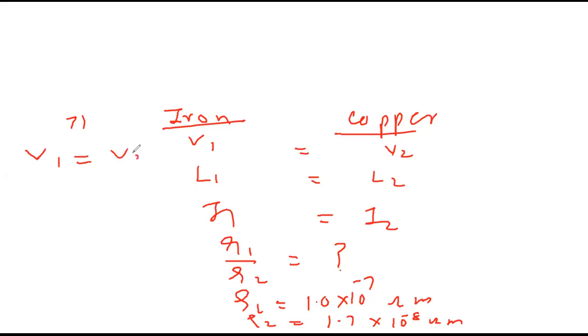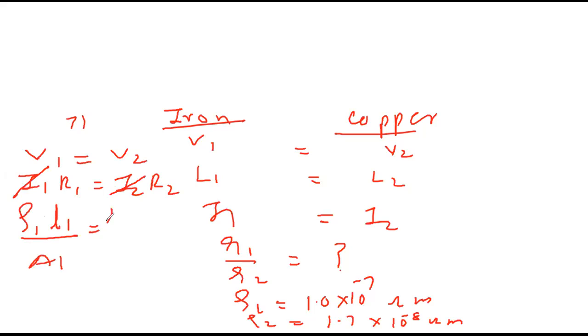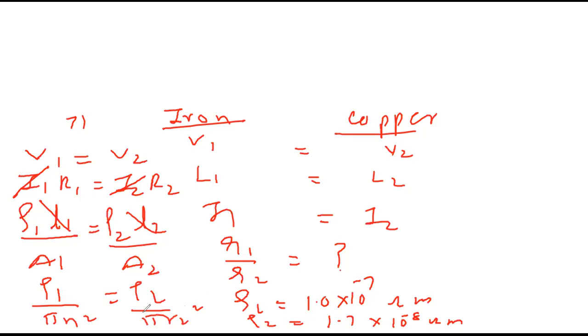V1 is same as V2. That means I1 R1 is same as I2 R2. I1, I2 are same. This is rho 1 L1 upon A1 is rho 2 L2 upon A2. L1, L2 are same. So rho 1 upon pi R1 square is rho 2 upon pi R2 square. Pi cancels. Till this much you have followed? Yes, sir.